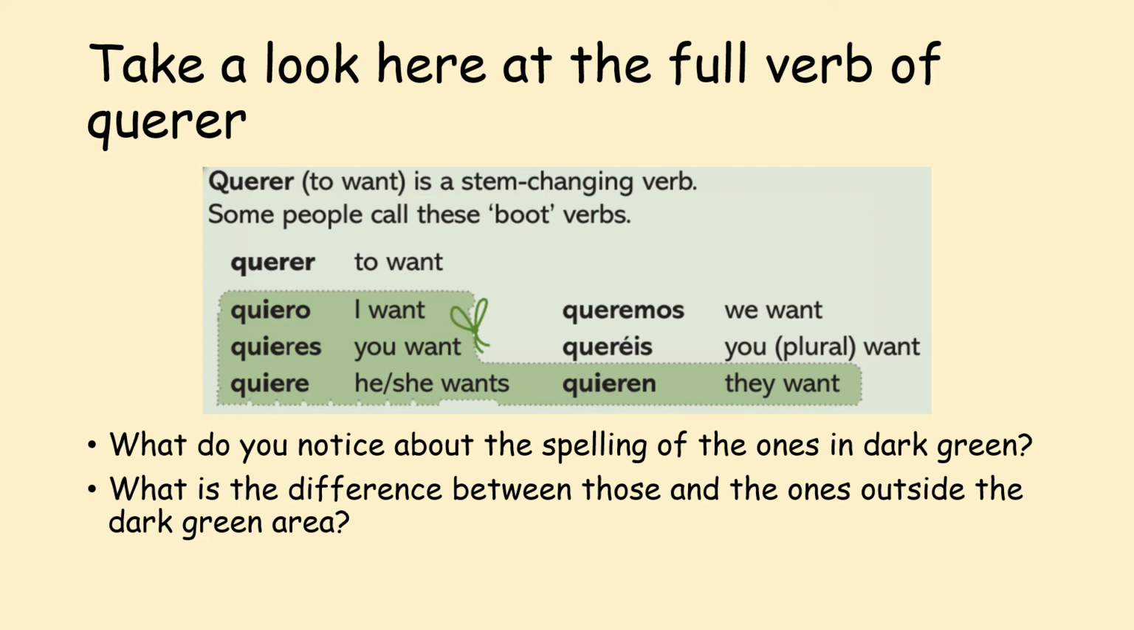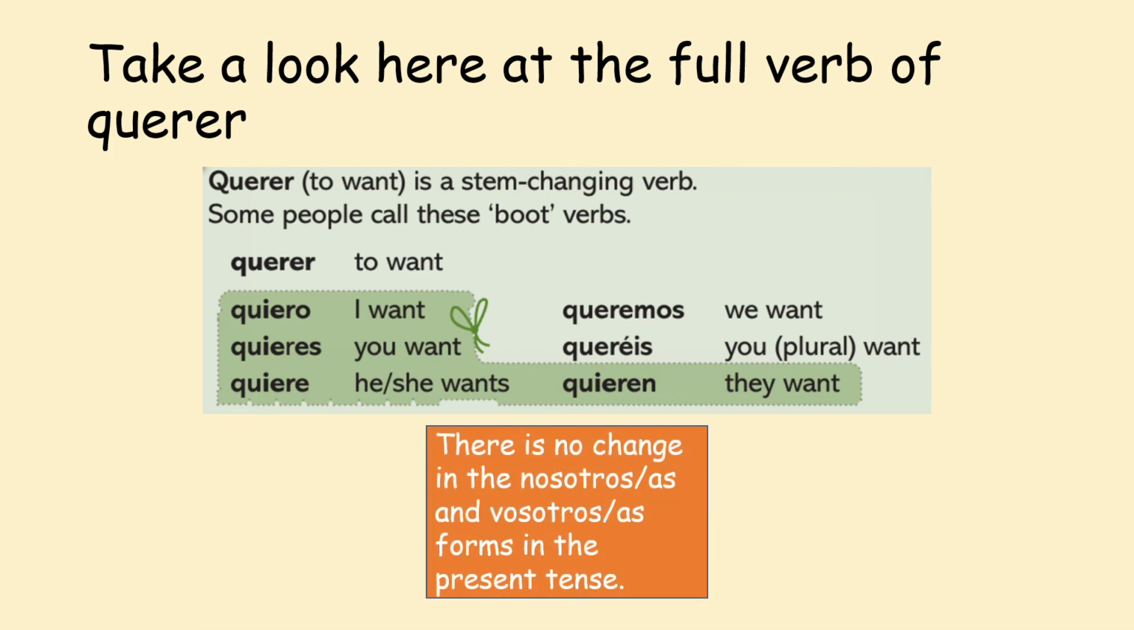Quiero. And then, what is the difference between those and the ones outside of the dark green area? So, querer, quiero. Let's compare it. Querer, queremos. So these ones don't change. This is the key point of stem changing verbs. So when we say we or you all, so the plural version, they don't change. The stem stays exactly the same as the infinitive. It's only I, you singular, he, she, and they that changes.